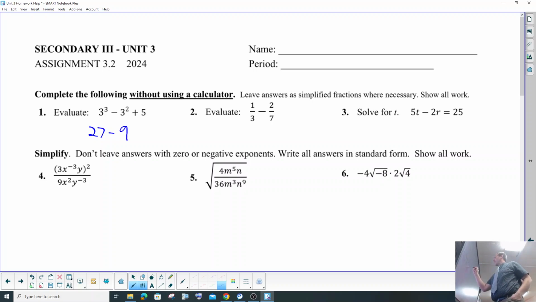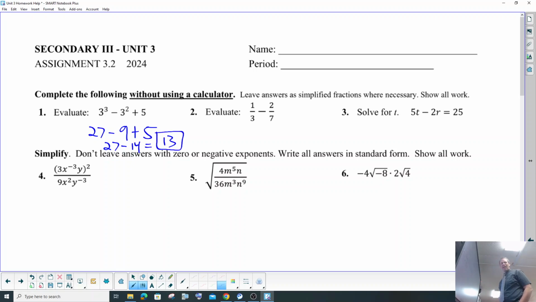3 squared is 9 plus 5. So then we got 9 plus 5, 10, 11, 12, 13, 14. So what's 27 minus 14? Is that 13? I think that's 13. Way-o. Here we go. Solve for t.